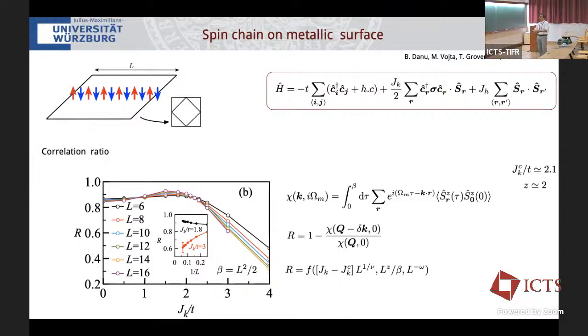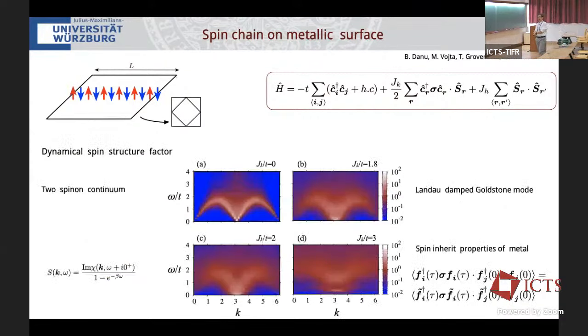When you're at a critical point, you should scale the temperature as L to the Z to stay at criticality, though this is not to go to high temperatures. So this is what we do. We put Z equals 2. And what we see, admittedly a hard one, is that there is a crossing point here that this goes up. And because the dissipation is marginally relevant, we believe that if you go to very small values of J over K, we don't see anything. So we take this as a sign, a hint, that we have an order-disorder transition.